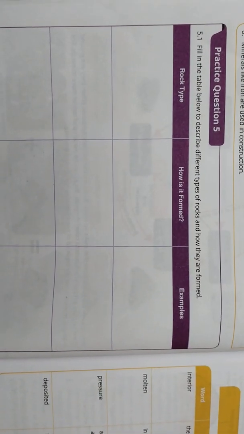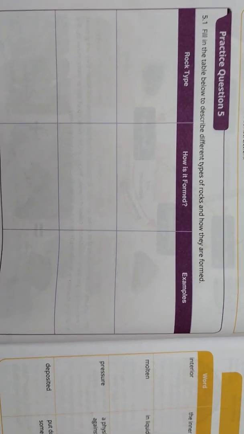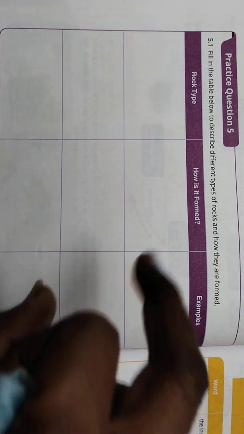So with this you need to do practice question 5, where you have to fill in the table below to describe different types of rocks and how they are formed. So here they have given the columns. First you have to write the 3 types of rocks. What are the 3 types of rock? Igneous, sedimentary and metamorphic. Then you have to find out how each is formed, and then write the examples for those particular rocks.